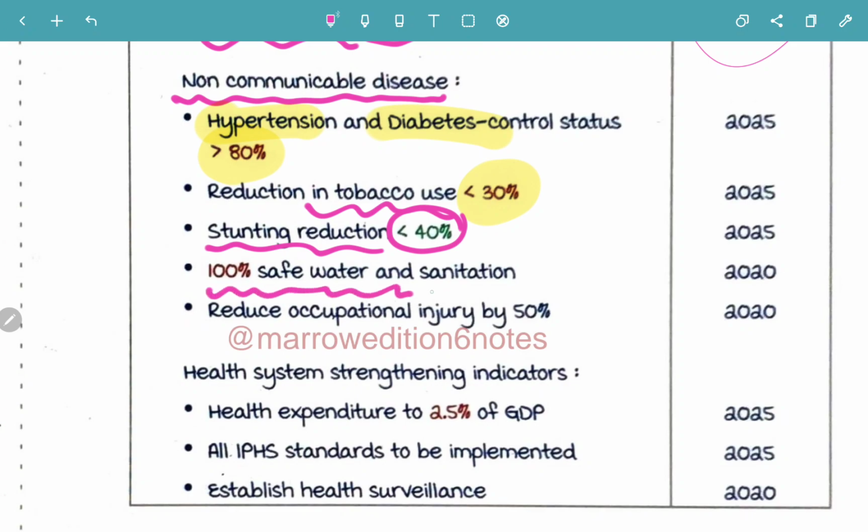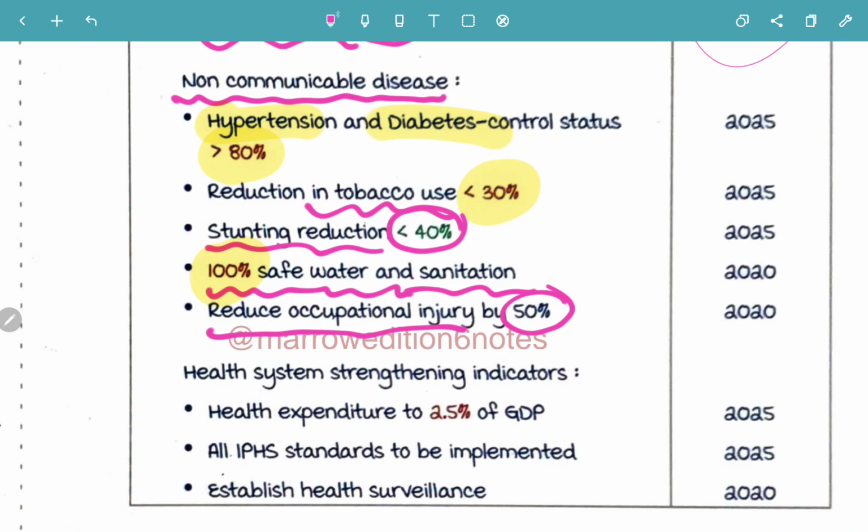100% of safe water and sanitation must be achieved. So safe water sanitation is 100% to be achieved. That is our target. And to reduce the occupational injury by 50%. So for under non-communicable diseases, we have 5 targets.